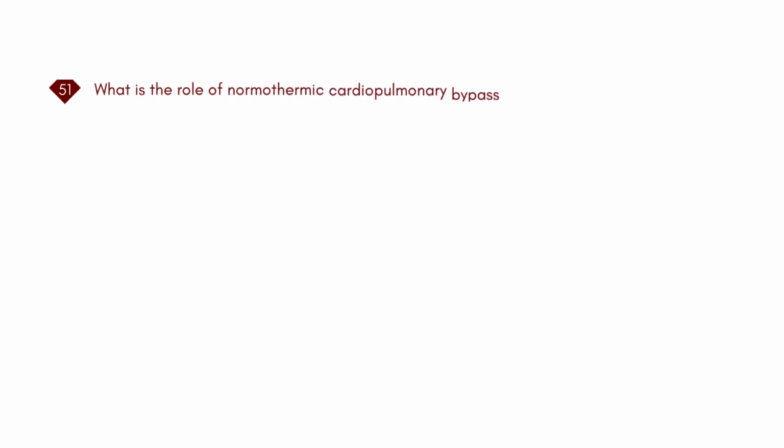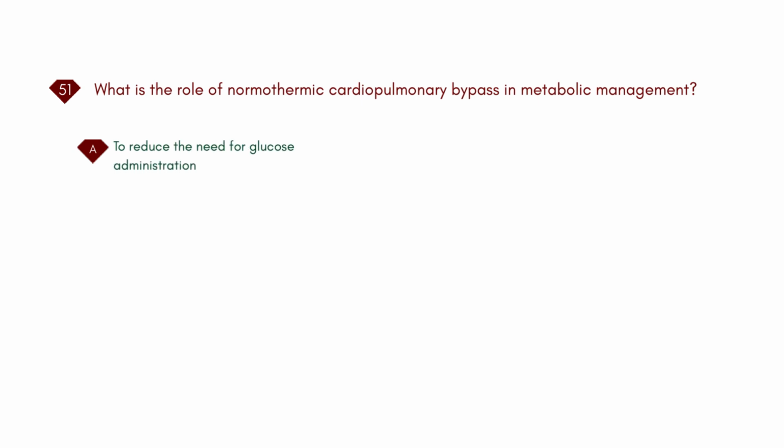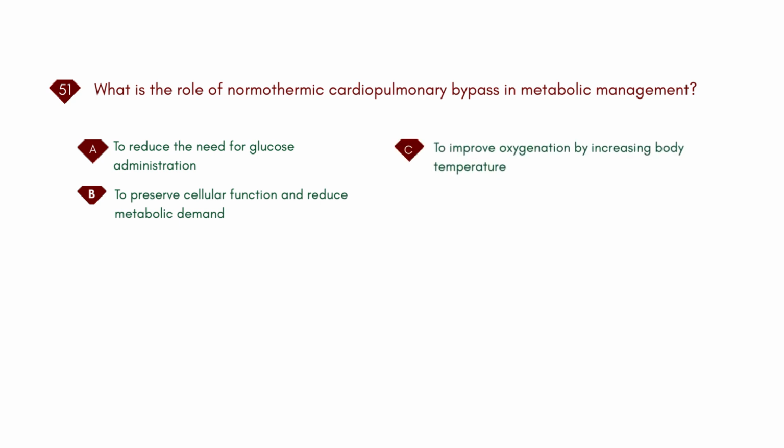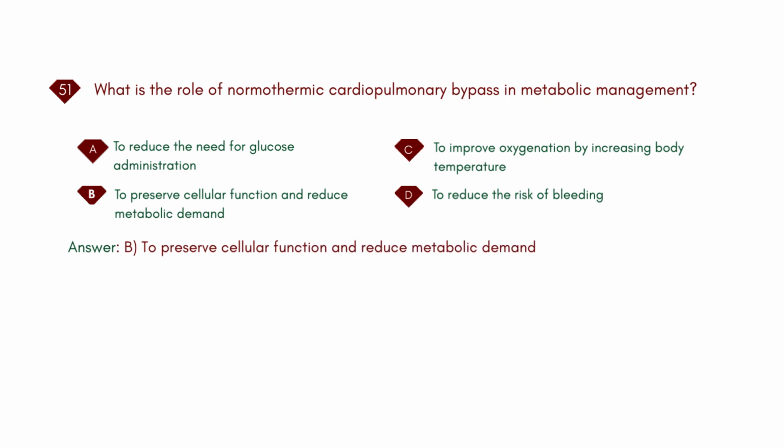What is the role of normothermic cardiopulmonary bypass in metabolic management? A. To reduce the need for glucose administration. B. To preserve cellular function and reduce metabolic demand. C. To improve oxygenation by increasing body temperature. D. To reduce the risk of bleeding. Answer: B. To preserve cellular function and reduce metabolic demand.